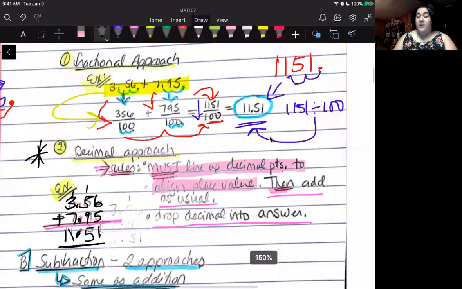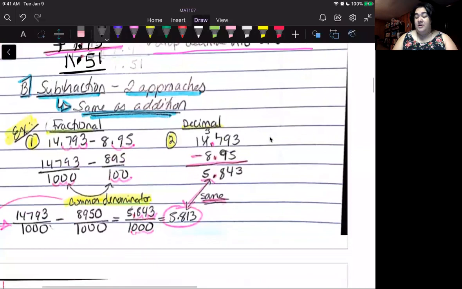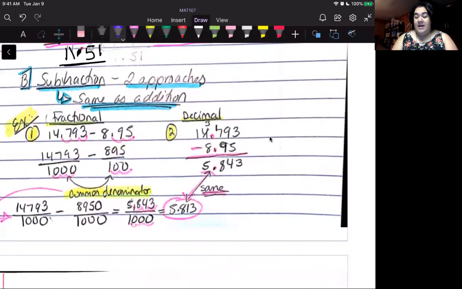All right, moving on to subtraction, we basically have the same two approaches again, okay? Once again, with subtraction, we do the same two approaches, same as in addition. We have the fractional and we have the decimal. So let's look at the fractional. Once again, you would take your problem and you would take each decimal and convert to the fraction form by moving your decimal point all the way to the end to get your numerator. And then using that to let you know how many zeros to put into your denominator by writing one, and I moved three places, so my denominator gets the three zeros, as we just discussed.